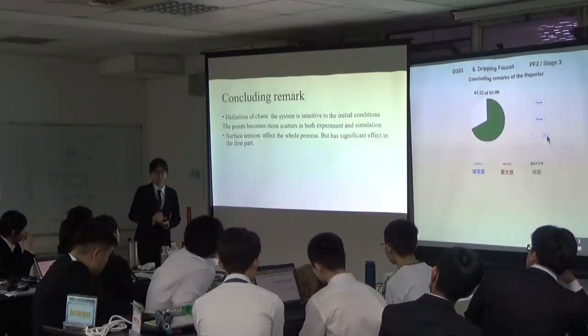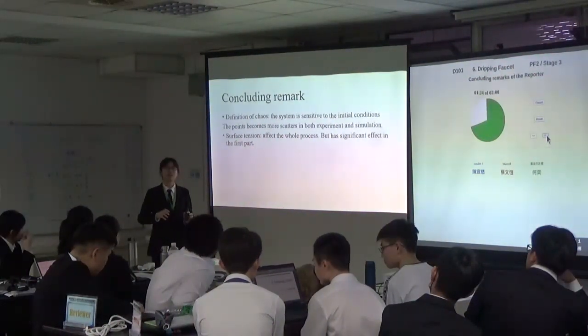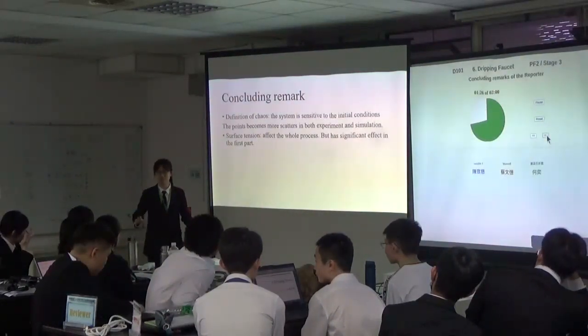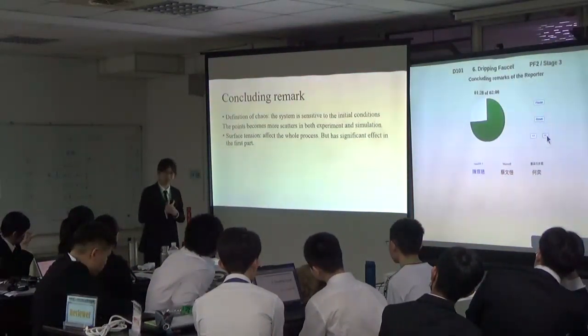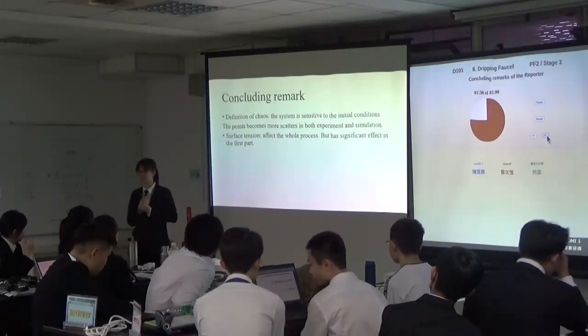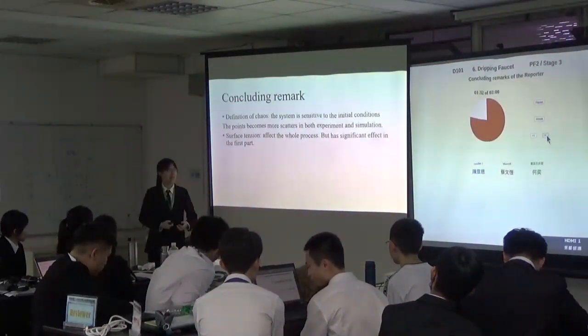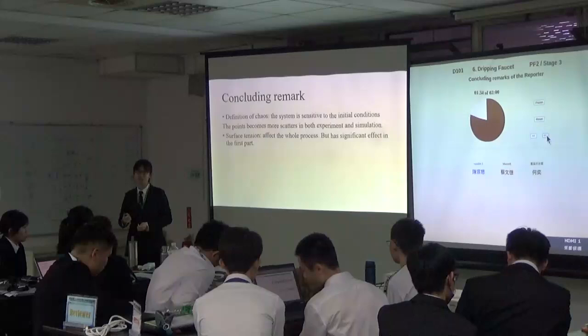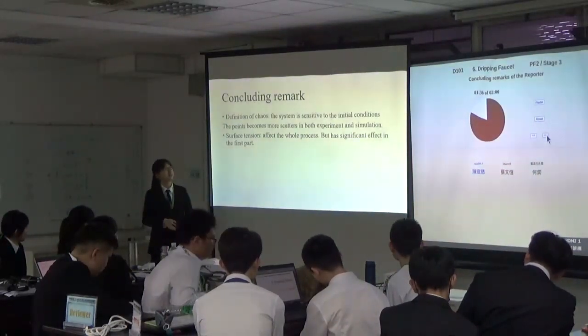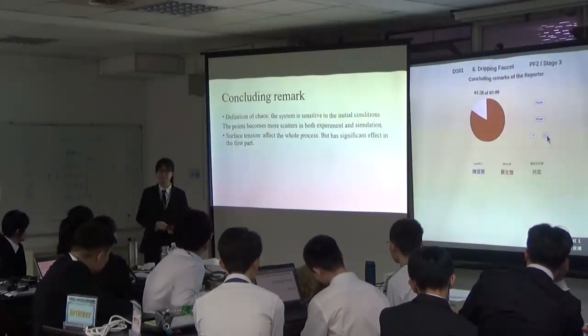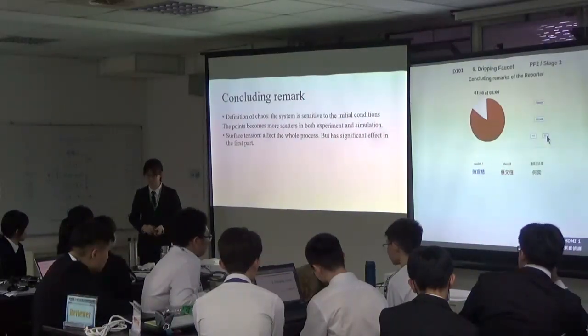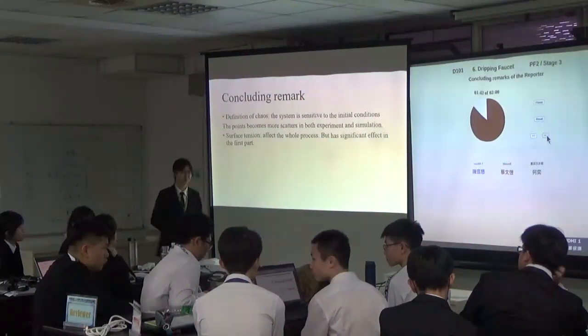And in our report, we have divided the dripping faucet into 3 stages. The first one is the most regular, and the second one is the transition mode, from regular into irregular. And the third part is the chaotic part, which is highly unpredictable and very irregular. So this is my concluding remark. Thank you.